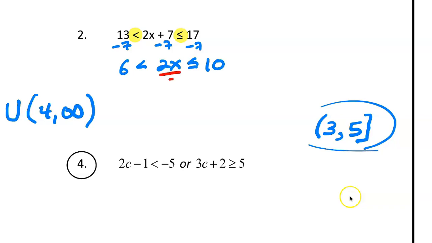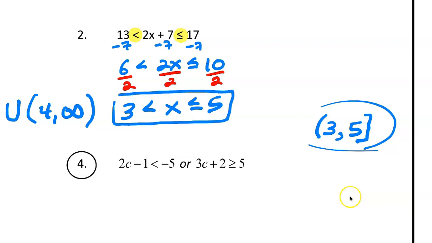And then you divide by 2 on the left, the middle, and the right. So that would be 3 is less than x is less than or equal to 5. So this shows you that x has to be between 3 and 5. And that matches what we had here for our interval as well as our graph. So that's another approach that you could use.